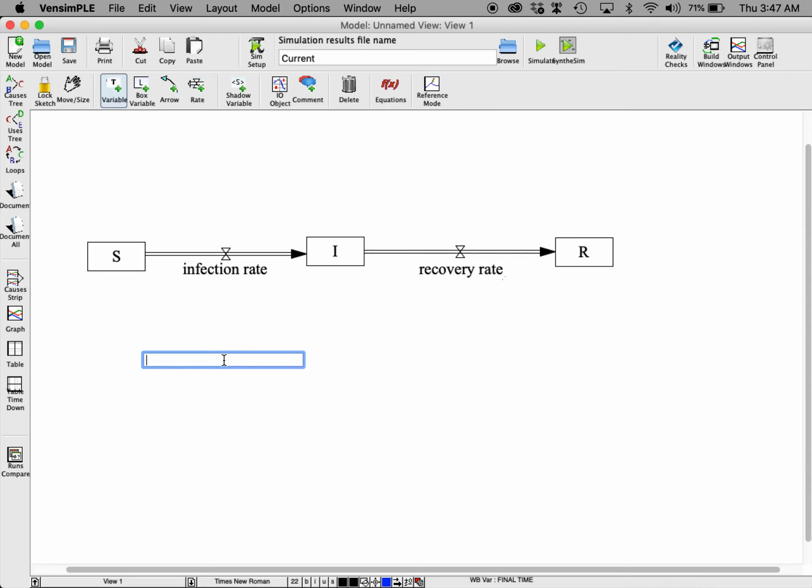We then choose auxiliary variable and we put in our constant N for total population, beta, the rate constant for infection, it's a probability, and gamma, the rate constant for recovery.